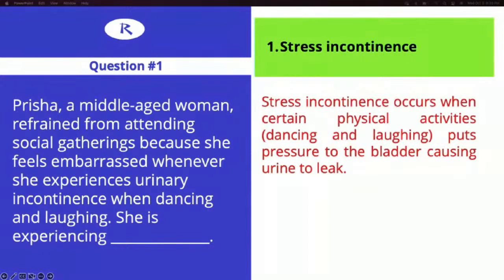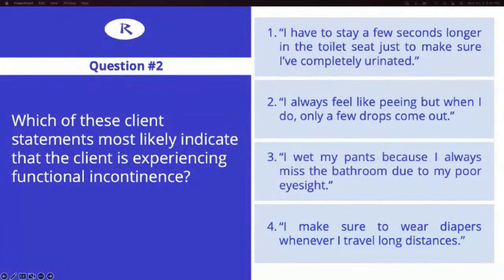Love that we did the review and we are building our confidence with content. So stress incontinence again occurs when certain physical activities such as dancing, laughing, sneezing, exercising, running, whatever, puts pressure to the bladder, causing urine to leak. Moving on. We have number 2.